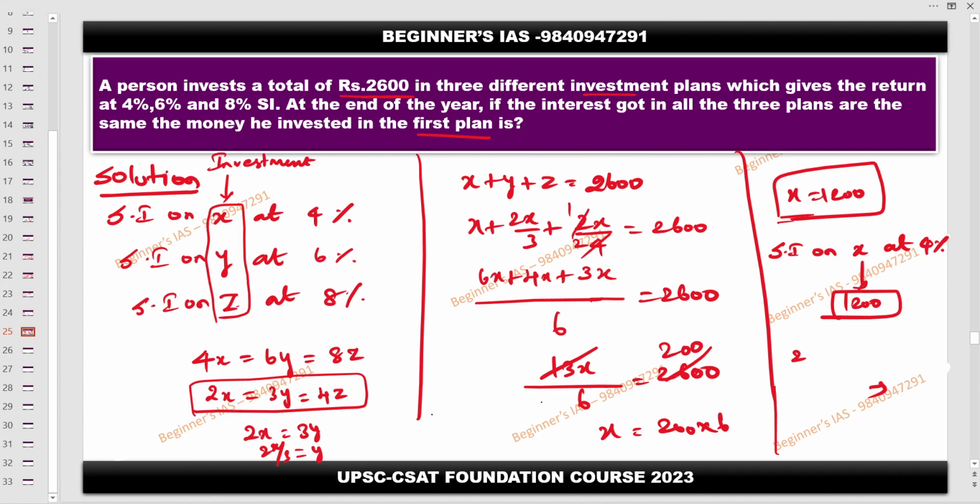If my question is the second plan, then what is the answer? 800, sir. 800. Here y is 2x by 3, so 2 into 1200 by 3. 1200 divided by 3 is 400, then 400 into 2 is 800. Clear? Even with respect to the question you need to answer, that is very important. If you're clear, we will move on with the next question.